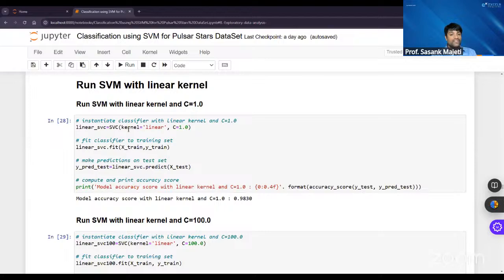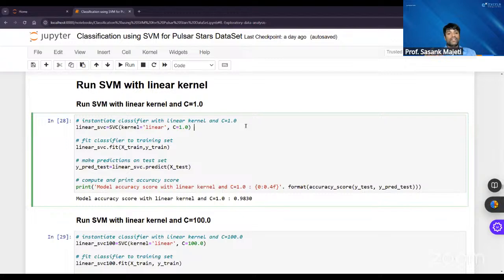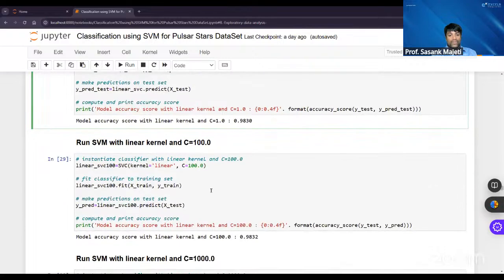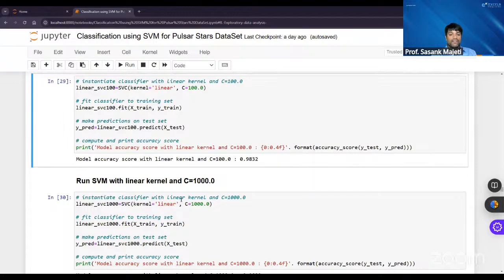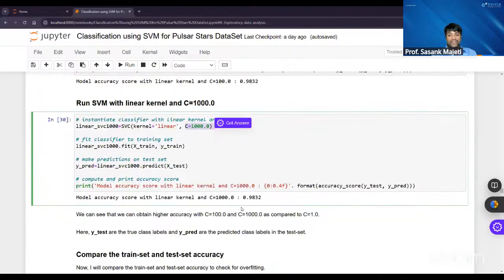Here we have mentioned the first kernel, which is the linear kernel. Again, for the linear kernel, we will go with the default C value, which is 1.0. So we are getting an accuracy of around 98%. And again, for the same linear kernel, if we give the C value as 100, we are going to get an accuracy of around 98%. The same linear kernel, if we give the C as 1000, we are going to get around 98%.